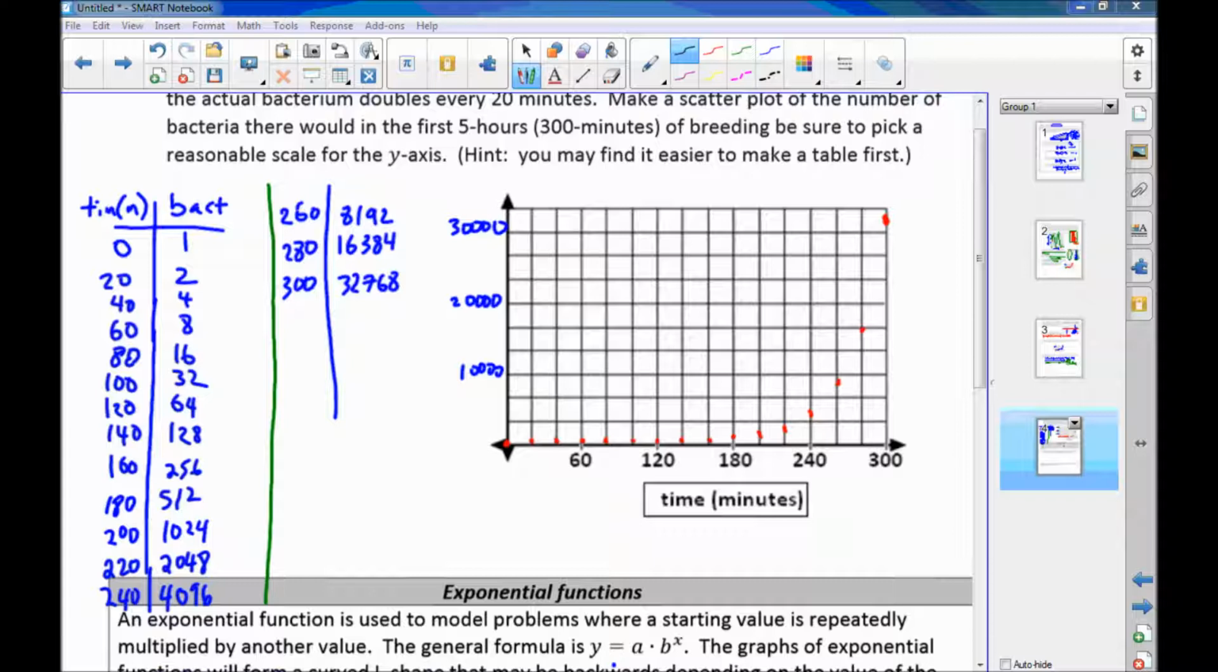So that's why my time is going up by 20 each time. And then the bacteria is doubling. So 1 times 2 is 2, 2 times 2 is 4, 4 times 2 is 8, 8 times 2 is 16, times 2 is 32, 64, and so forth. And once again, we end up with exponential growth. It hugs the x-axis for a while, barely growing. And then all of a sudden, it just takes off.